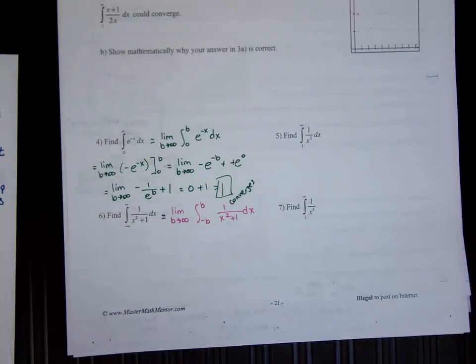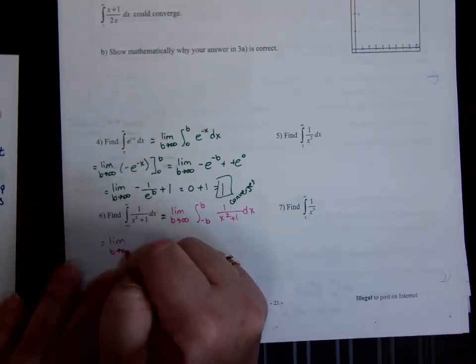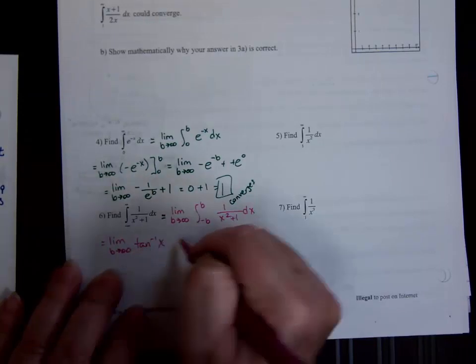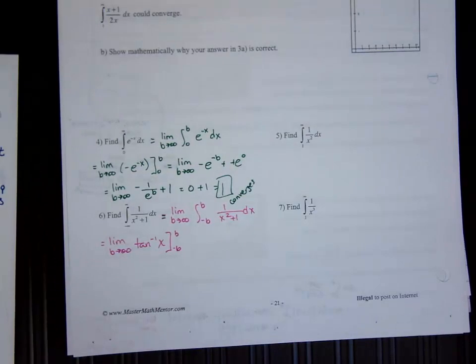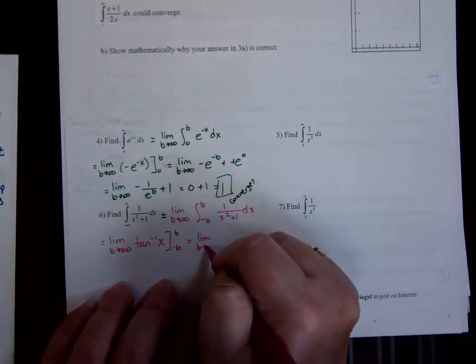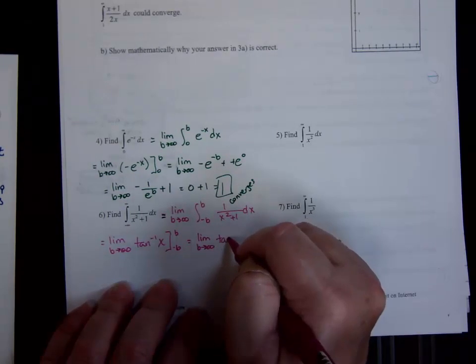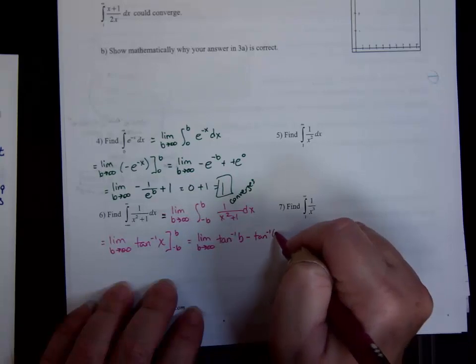So this is going to be the limit as b approaches infinity of tangent inverse of x from negative b to b. So we figured out it's tangent inverse. What is my next step to do? Plug in the negative b and b. So this will be the limit as b approaches infinity of tan inverse of b minus tan inverse of negative b.